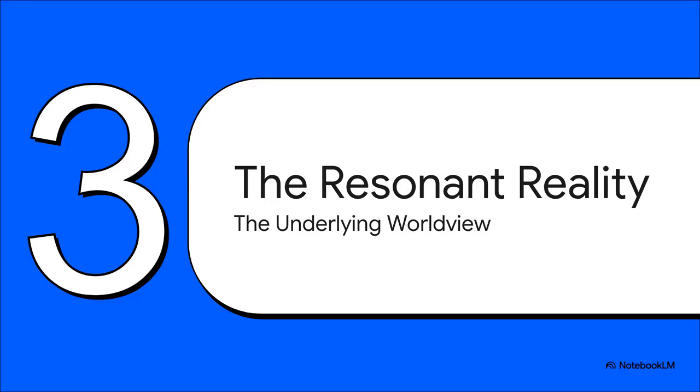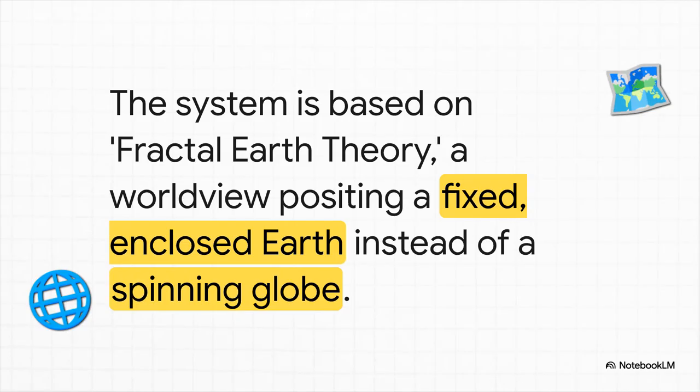Now, to really understand why anyone would go to the trouble of building a system like this, we have to pull the camera way back and look at the pretty esoteric worldview that forms the entire foundation of its philosophy. According to the system's own documentation, the creators are working from a cosmological framework they call fractal Earth theory. This theory suggests that the Earth isn't a spinning globe in a vacuum, but a fixed, level, and totally enclosed system. And this isn't just some quirky side belief. For them, it's the fundamental physics of their entire operating model.